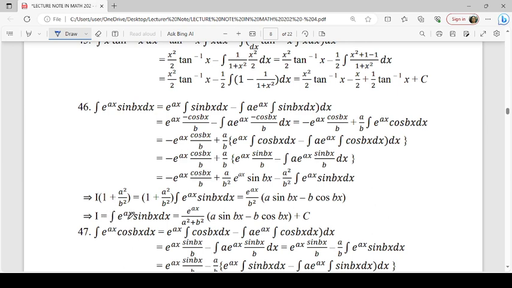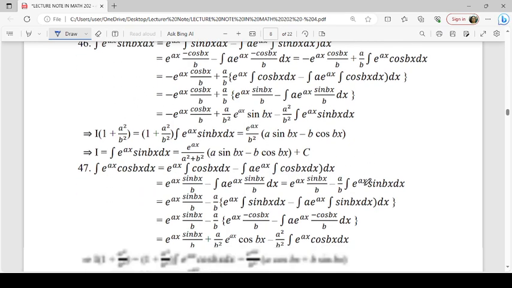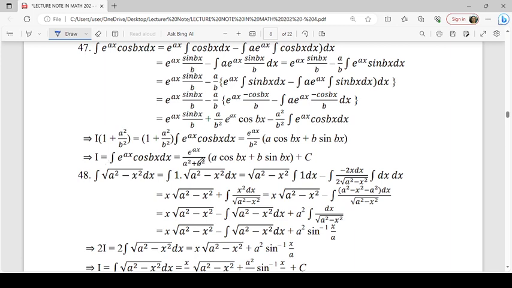So I is equal to e to the power integration. So this is I. So again we are getting I here. So this we take to left hand side. So it is 1 plus a square by b square is equal to 1 plus this one. Then value of I, we divide by the coefficient of I. So this is equal to e to the power ax, this one. So same for e to the power x cos bx. So value of I is e to the power x by a square plus b square, this one.